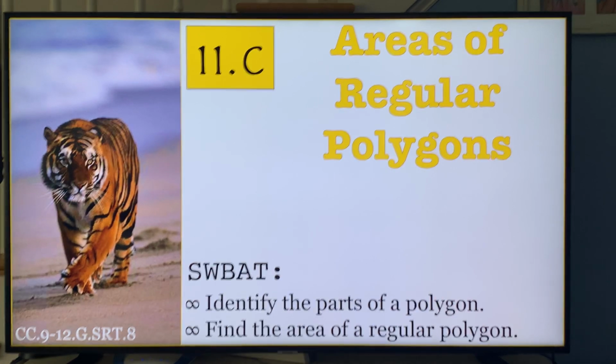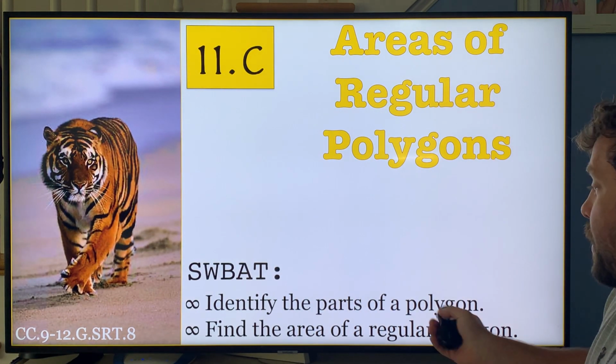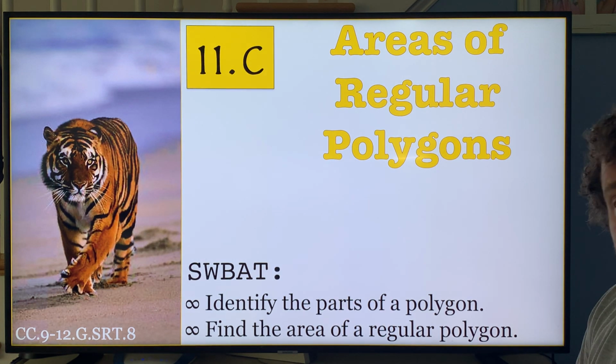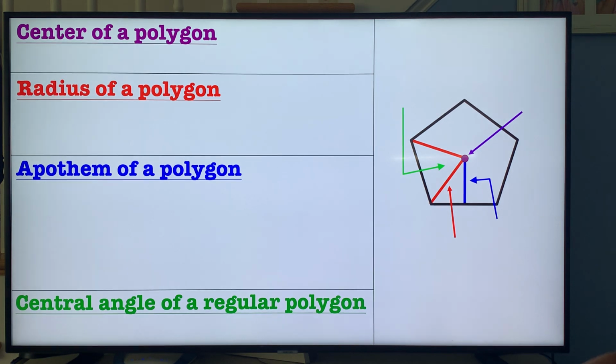Welcome back. Today we're going to go over the area of regular polygons, the most difficult type of area there is. So, today we're going to be able to identify the parts of a polygon and then find the area of a regular polygon. So, let's get started with a picture of a polygon.